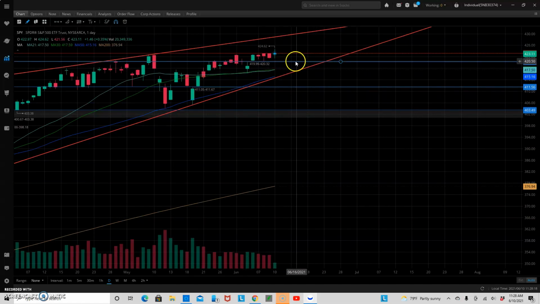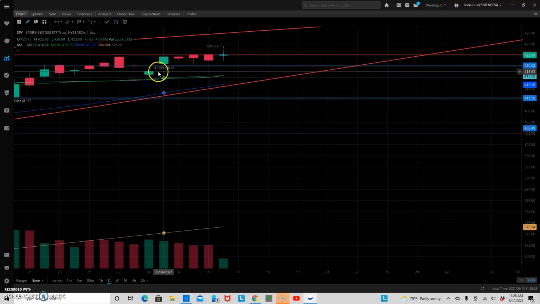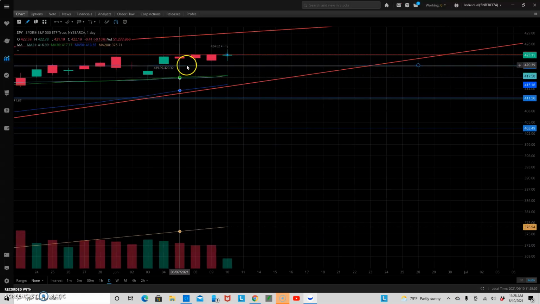Our next support, if we do have a sell-off in the next couple days after hitting this new all-time high, is going to be around $420.32. You could see there was a gap right here, and I put my support line right above that gap, so that'll be our first support line. You could see it has tested this support in the past couple days, and it hasn't broken. So I'm going to be looking at that area first if we do see a sell-off.